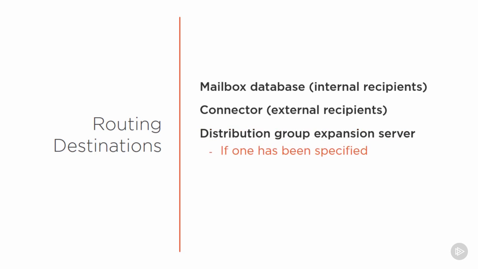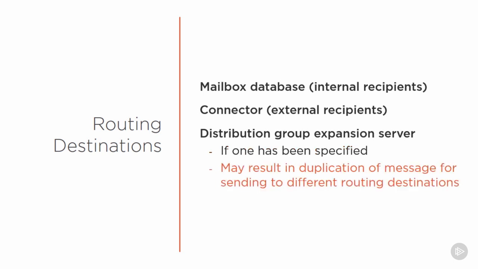Otherwise, any mailbox server can perform the distribution group expansion. When a DG is expanded, the message may get duplicated into multiple messages, each with different routing destinations. A good example for this is a distribution group containing internal mailboxes and external contacts. It needs to be broken up into separate messages for those different destinations. The internal mailboxes will have a routing destination that could be a mailbox database, and the external contacts will have a routing destination that is likely to be a send connector for reaching the external domain.